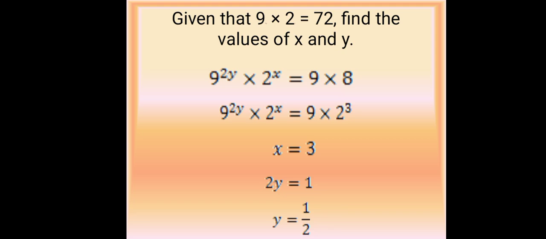Now we have been told we have 9 raised to the power of 2y, and the other side we have 9. And also we have 2 raised to the power of x, and the other side we have 2 raised to the power of 3. Now it means that x is equal to 3, because if we get 2 raised to the power of x and 2 raised to the power of 3, it means x is equal to 3.